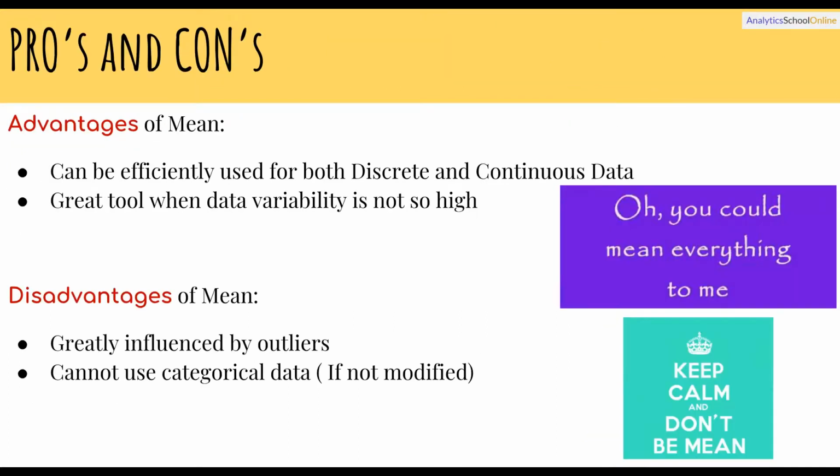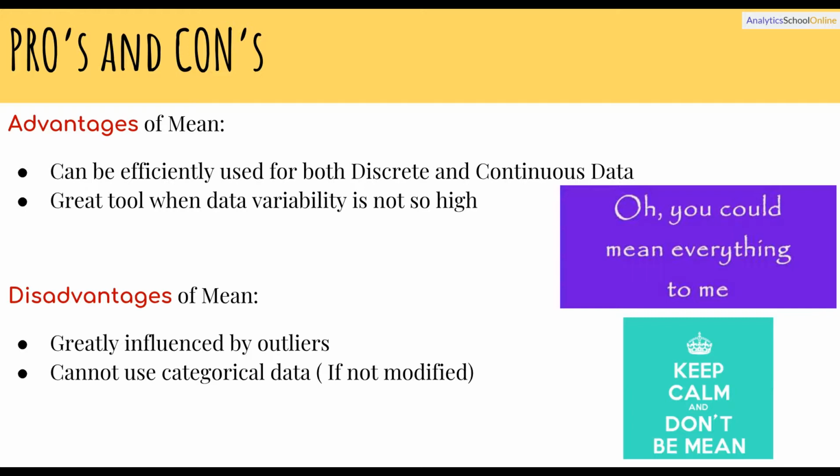So you must be aware of them in your future endeavors. Now, let's look at the advantages and disadvantages of mean. Mean is a great tool when your data variability is not so high. So the range of observations, the minimum and maximum value, should be very short. It should not range to a very vast size. And it can work well with both discrete and continuous data, which some of our other central tendencies don't. So keep that in mind.